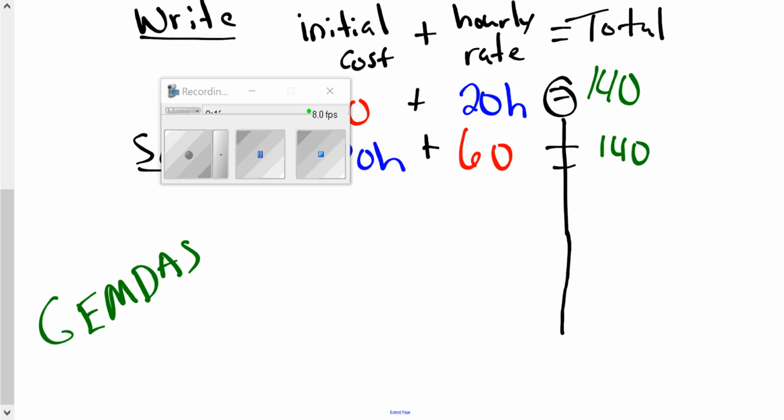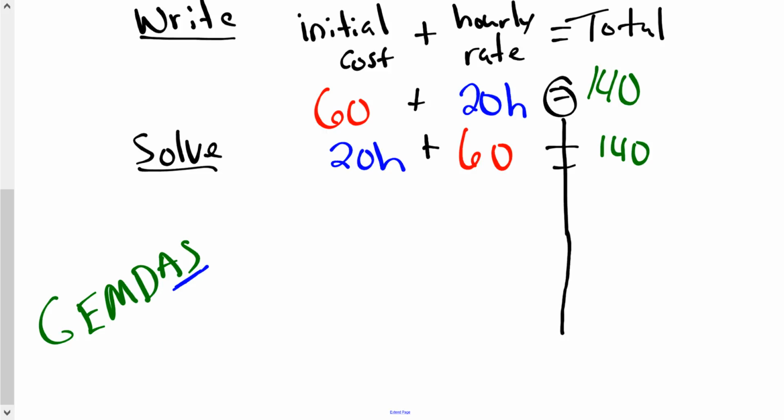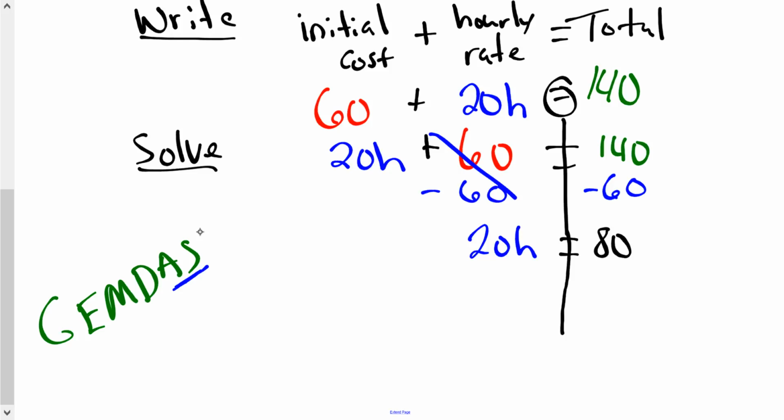And since we're solving, remember that we're working backwards here. So I'm going to start by undoing addition and subtraction first. And there is addition here. The inverse of addition is subtraction. So I'm going to subtract 60 off both sides. It's going to leave me with 20h, because 60 minus 60 is 0. So 20h equals 140 minus 60. That's 80. And now, since my addition and subtraction is done, I move on to undoing multiplication and division.